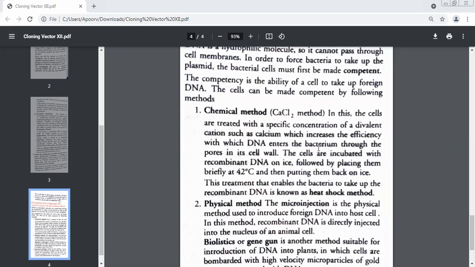First on ice, then at a temperature of 42 degrees Celsius, and then back on ice. So this method is very important. It is called the heat shock method. What is this method called? Heat shock method. Why is it called heat shock method? First, it was very comfortable and cool because it was on ice. All of a sudden, we gave a shock. We took it at a heat, that is 42 degrees Celsius.